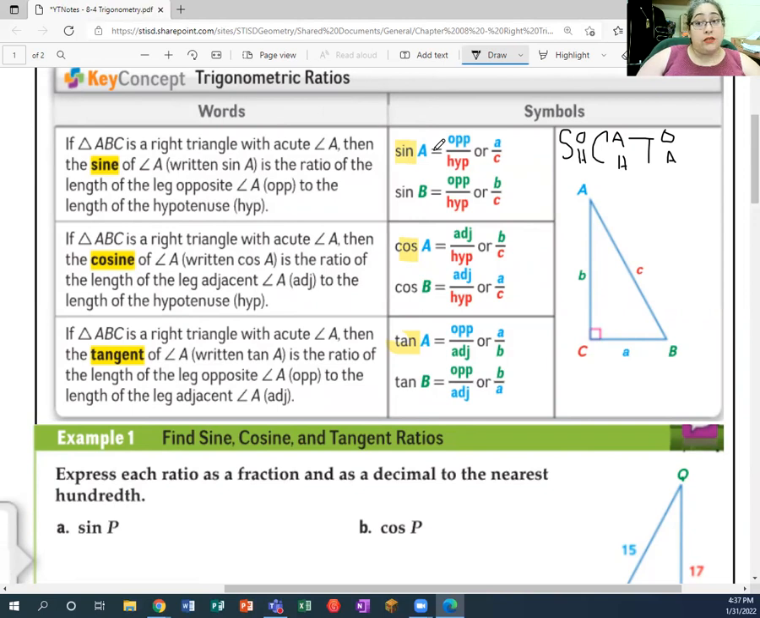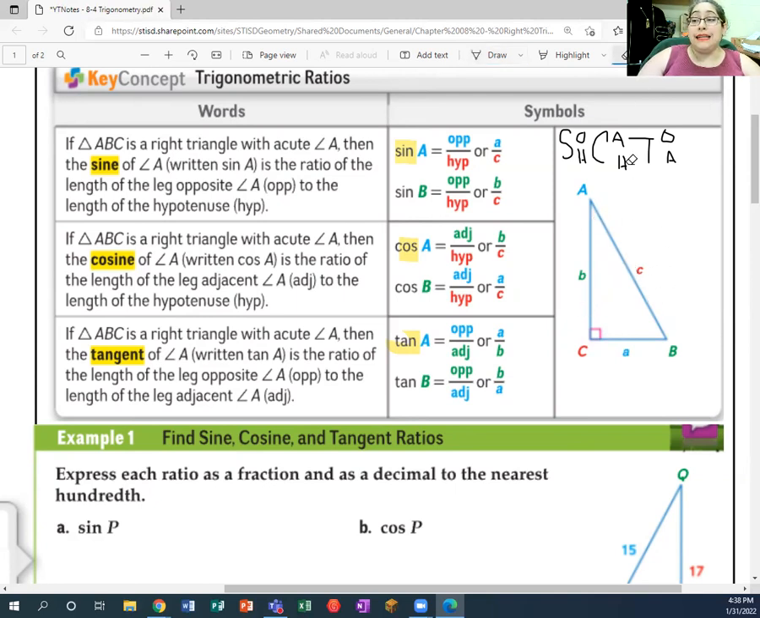The sine of an angle is always the opposite over the hypotenuse, the side opposite that angle divided by the hypotenuse of the right triangle. So if I'm looking at this angle A, then the side opposite A is this side and the hypotenuse is this side. And so the sine of A would be this measurement divided by this measurement.